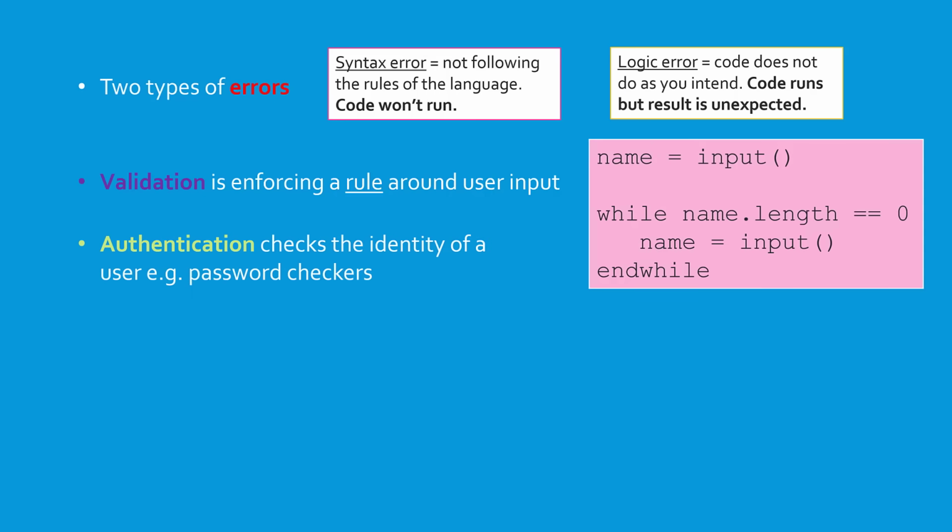Authentication is also often done with while loops, quite honestly. Authentication is checking the identity of a user, and the most common way you'll do this is through password checkers. So again, asking for a password, checking if it's correct, often using a while loop.